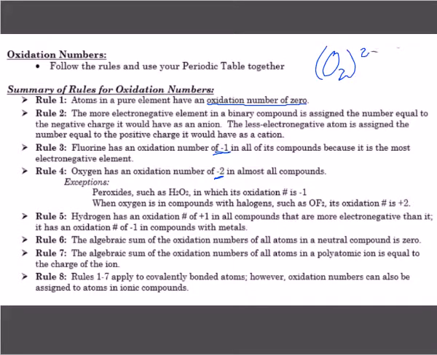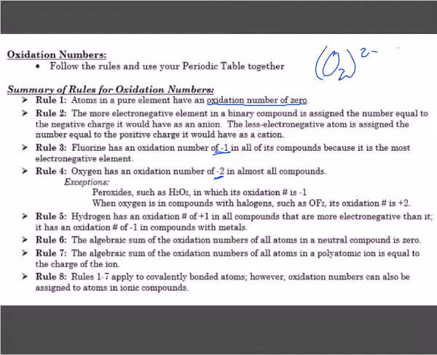O2 2 minus. So if we go to figure out what's the charge on one of those oxygens, what would it be? Look at the overall charge: it's -2. How many atoms do you have? 2. So to get those to add up to -2, what does each individual one have to be? -1. Because a -1 plus a -1 equals a -2.